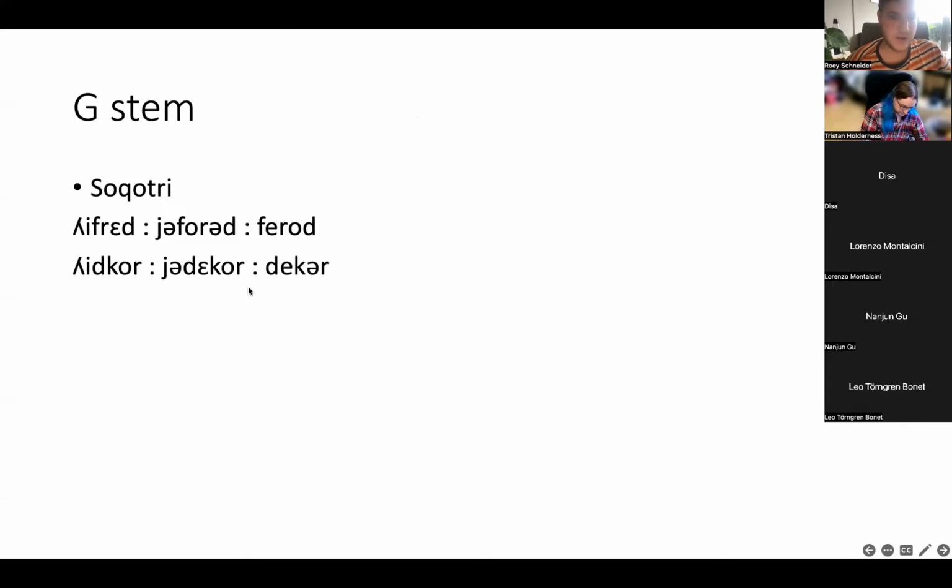So we talked about the fact that in Sokotri, there is this very interesting opposition between the vowel pattern, not only in the past, like Arabic and Hebrew and so on, and in the subjunctive, like all others, but also in the future.